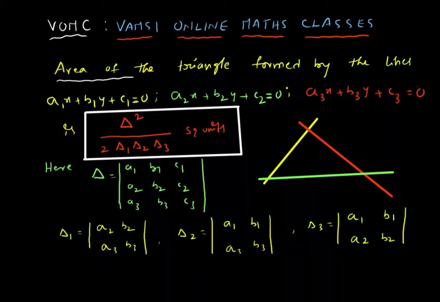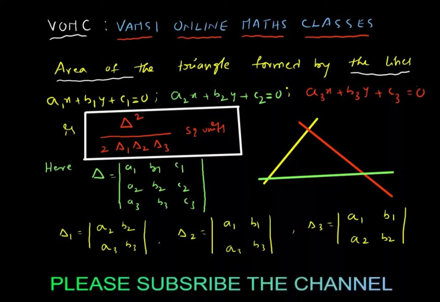Area of the triangle formed by the lines a1x plus b1y plus c1 equal to 0, a2x plus b2y plus c2 equal to 0 and a3x plus b3y plus c3 equal to 0 is delta square by 2 times of delta 1, delta 2, delta 3 square units.